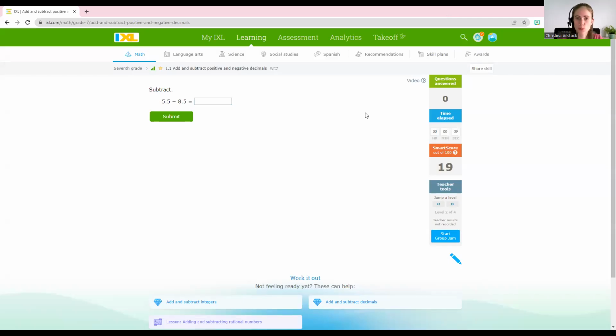All right, let's do just a couple more problems together. So if we have one like this, negative 5 5/10 minus 8 5/10. I see a subtraction sign. So the first thing I need to do is rewrite it to add the opposite. So we keep the first number the same, change your subtraction to addition, and change it to add the opposite. So the opposite of a positive 8 5/10 would be a negative 8 5/10.